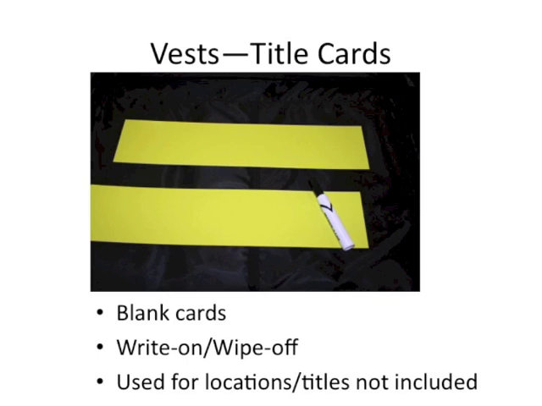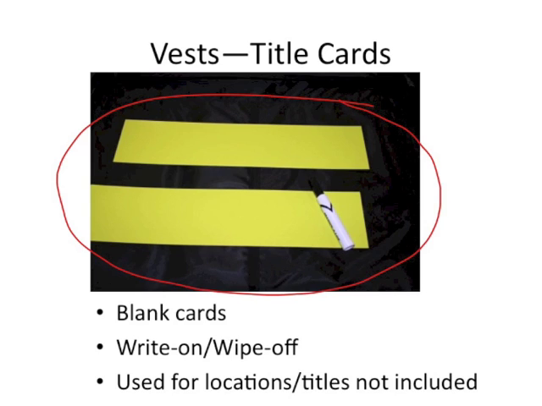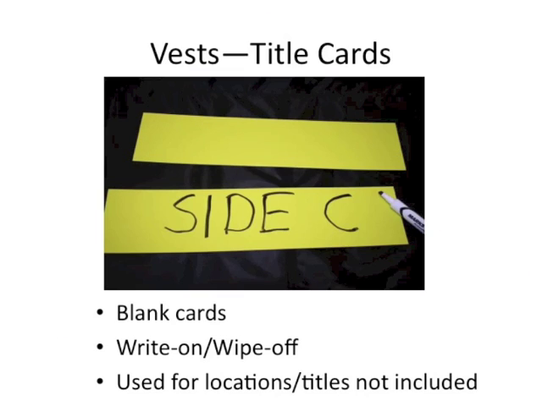And finally, of course, if we don't have in the kit what you need, there are two blank title cards. There are also dry erase markers for use on these title cards. These are write-on wipe-off material. You can use these to identify locations or titles that just weren't included in the kit.